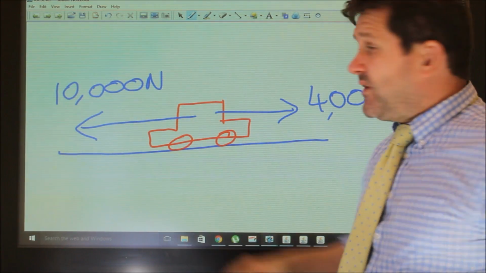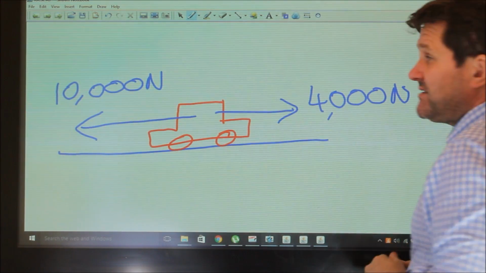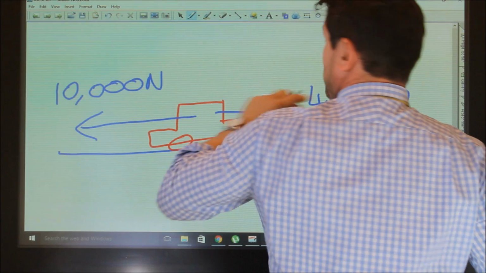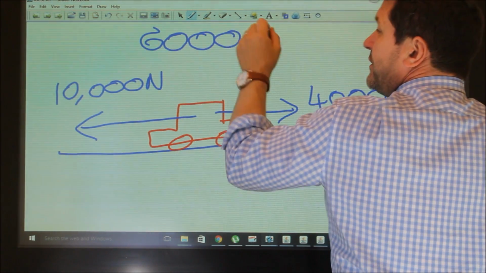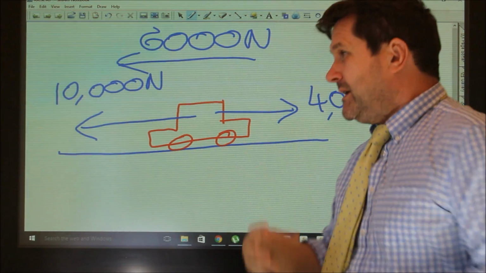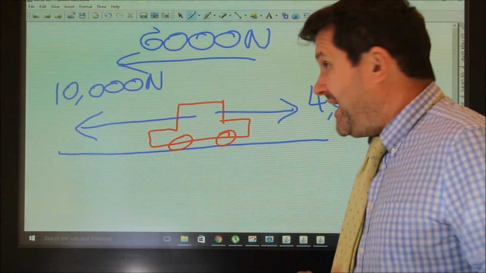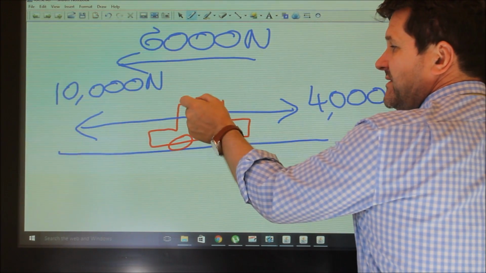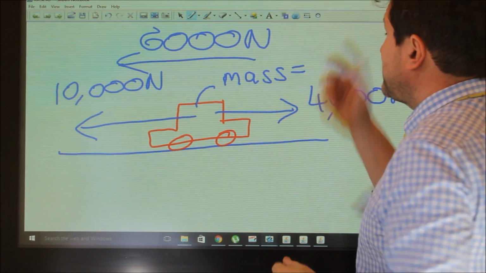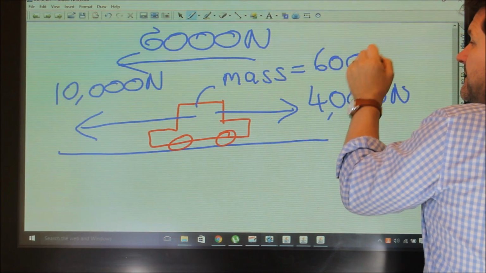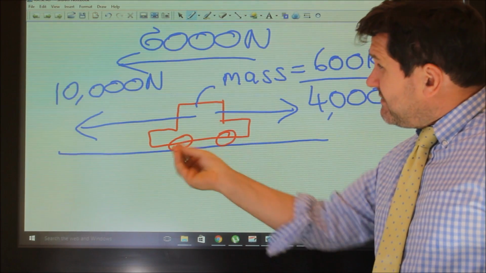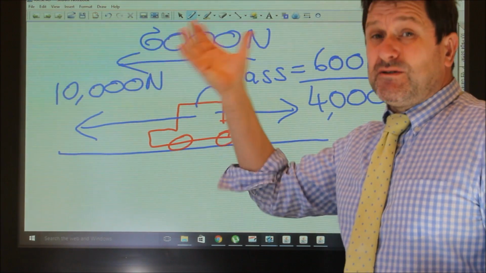And we could say that that equals, say, 4,000 newtons. Now we've clearly got a resultant force. The resultant force is 10,000 take away 4,000. So the resultant force acting on this car is 6,000 newtons in that direction. Now Newton's second law says that F equals ma, alright? So if we have a mass of this car, let's say 600, keep the numbers easy, 600 kilograms. There is a resultant force on the car of 6,000 newtons.